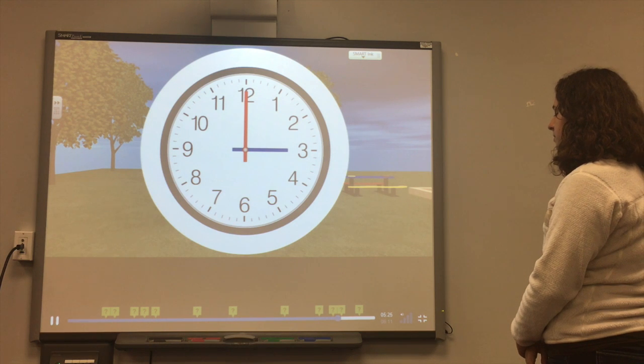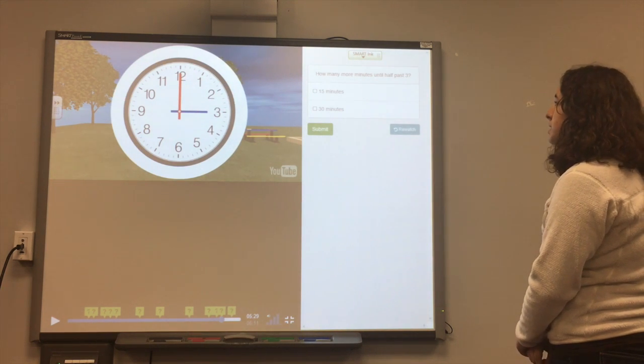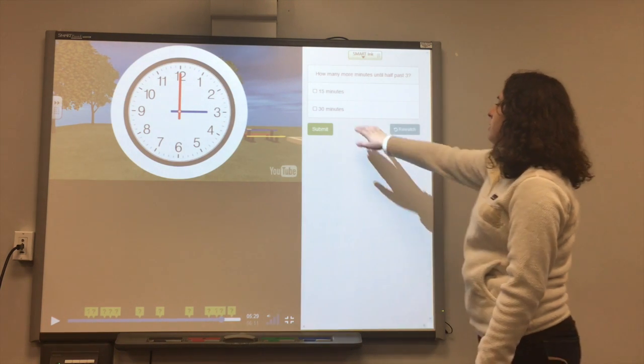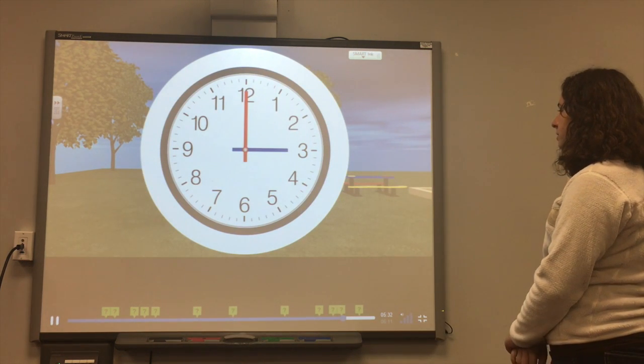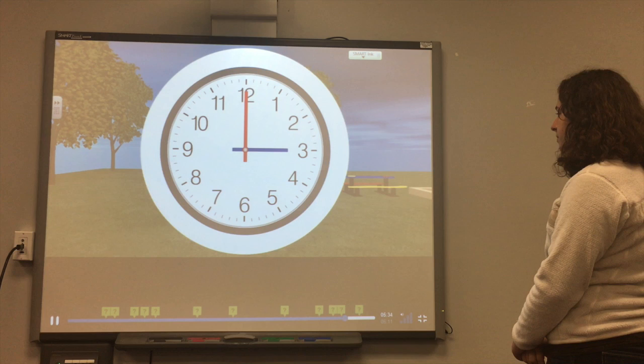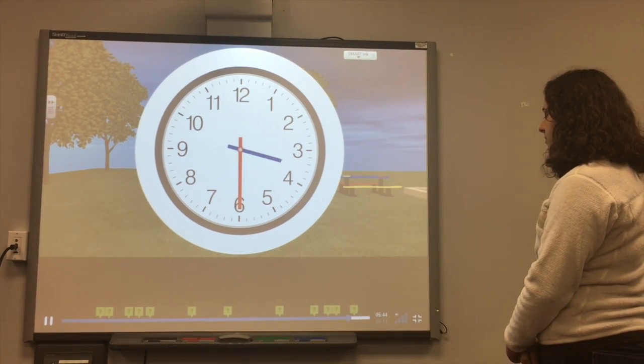How many more minutes do I have to move the minute hand to get to 3:30? 30 minutes? We need to move the minute hand 30 minutes or halfway around the clock. Is the time on the clock 3:30? It is 3:30. Great job!